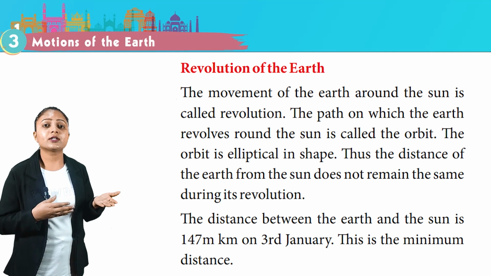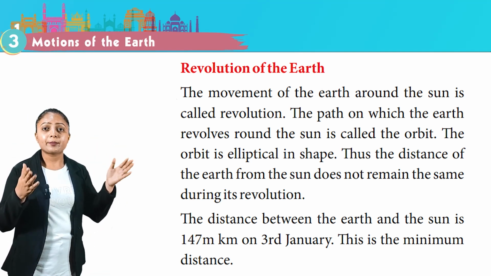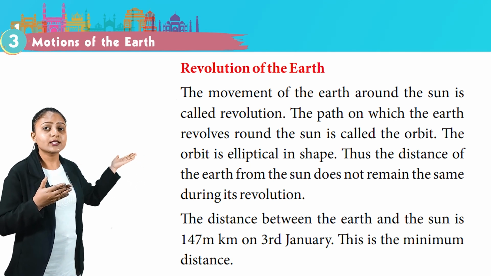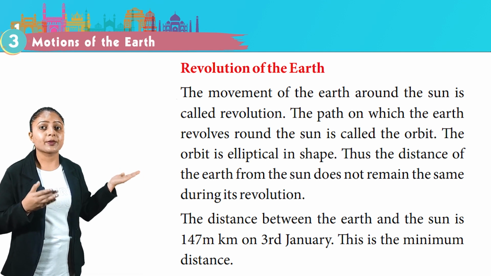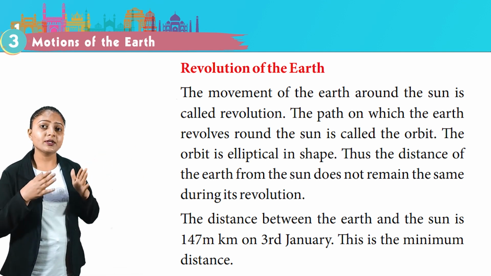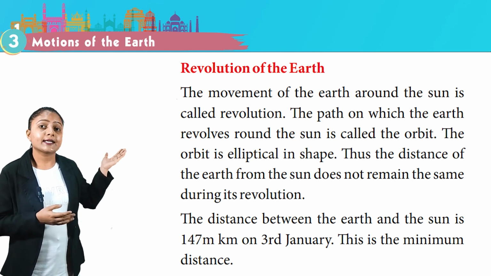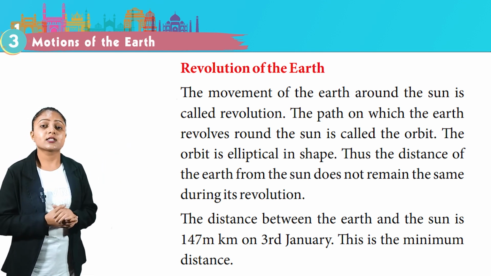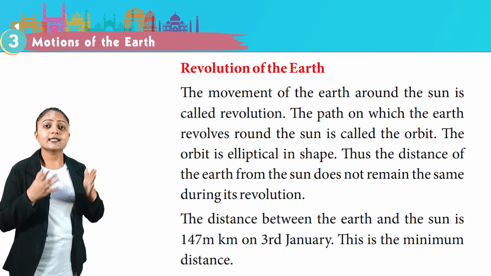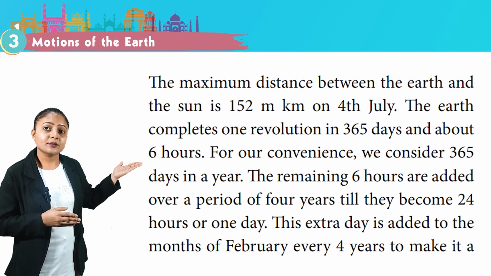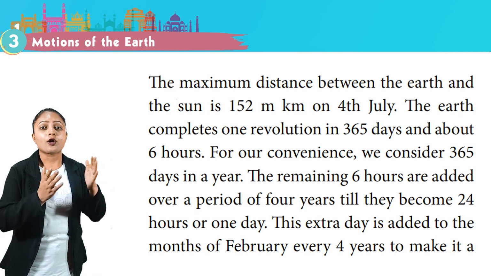The revolution of the earth. The movement of the earth around the sun is called revolution. The path on which the earth revolves around the sun is called orbit. The orbit is elliptical in shape. Thus, the distance of the earth from the sun does not remain the same during its revolution. The distance between the earth and the sun is 147 million km on 3rd January. This is the minimum distance. The maximum distance between the earth and the sun is 152 million km on 4th July.